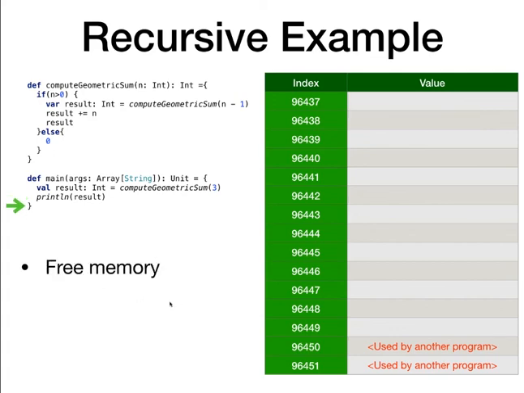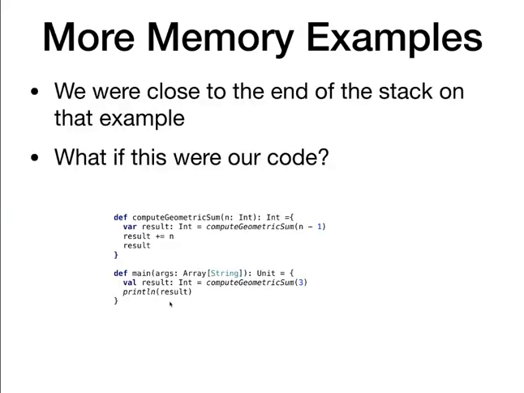Then we hit the end of our program and we free up memory. All that memory is back to the OS. So in that previous example, we got close to the end of the stack. What would happen if we went a little bit further and we started interfering with another program's memory?